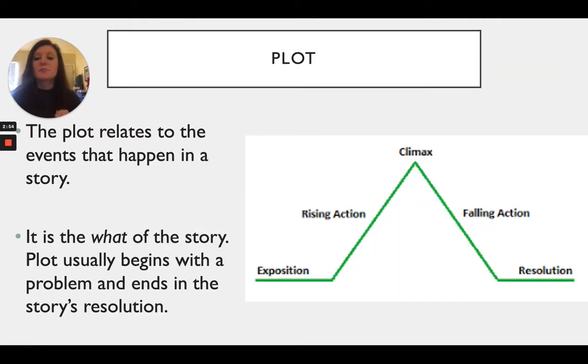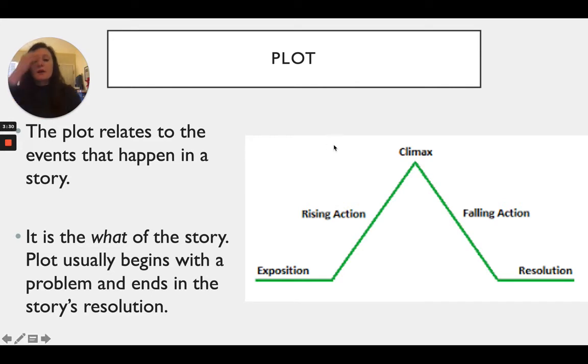Next up is the plot. Now, the plot relates to the events that happen in a story. So the plot is the what of the story. So the plot usually begins with a problem and ends in the story's resolution. So most stories, at least most interesting stories, will always have some sort of problem, some sort of conflict that kind of starts at the beginning and it builds. And then by the end, we know how it ends and there's a resolution to it.